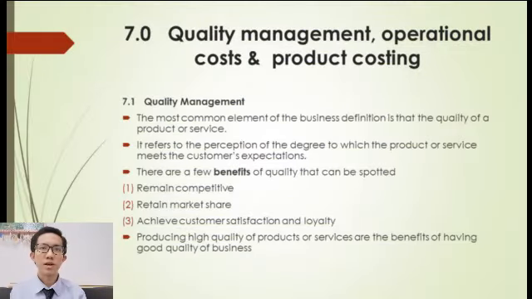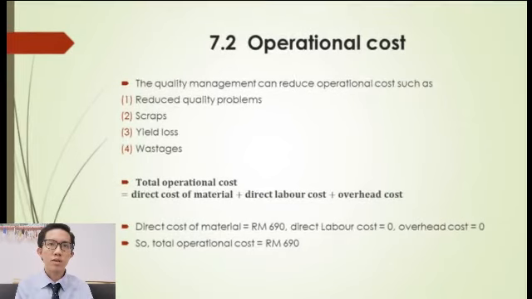Thank you. The most common element of the business definition is the quality of the product or service. It refers to the perception of the degree to which the product or service meets customer expectations. There are a few benefits: remain competitive, retain market share, achieve customer satisfaction and loyalty, for producing high quality products or services. These are the benefits of having good quality in business. Quality management can reduce operational costs such as reduced quality problems, scraps, work loss, and wastages.